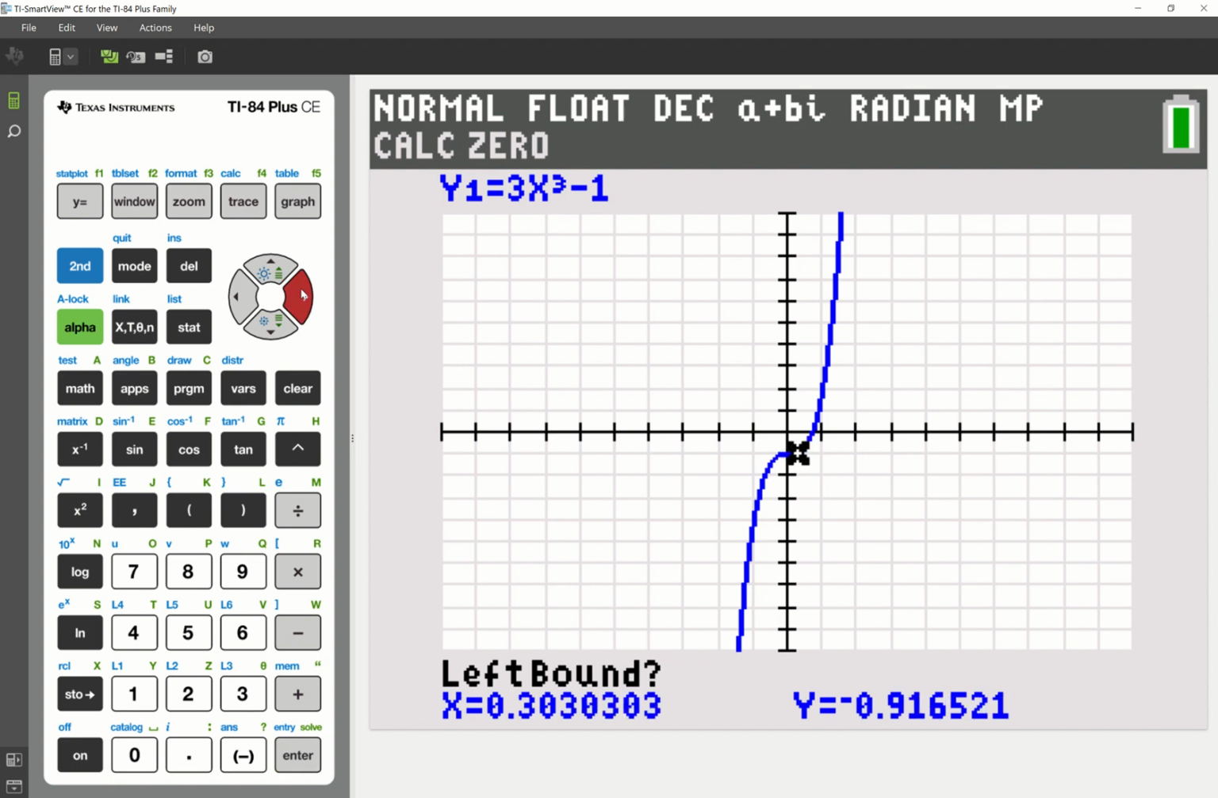And so as long as my cursor is somewhere to the left of where that crosses the x-axis, another way to say that is somewhere below the x-axis, I could just go ahead and press enter here to lock that in, and you notice that it puts a little bit of a marker there for me where my cursor was.